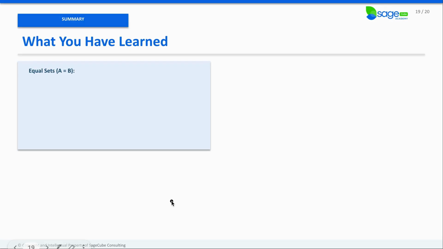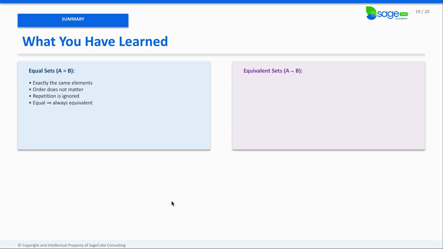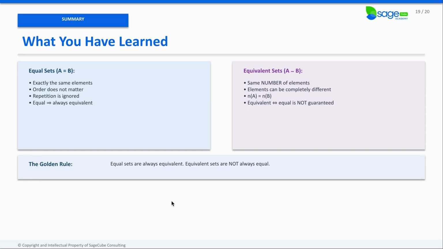So let's lock in. What have we learned in this lesson? We have seen equal sets: exactly the same elements in both. We've seen equivalent sets: they may not have the same elements, but they have the same size. So remember, equal sets are always equivalent, but equivalent sets are not always equal. Remember this.